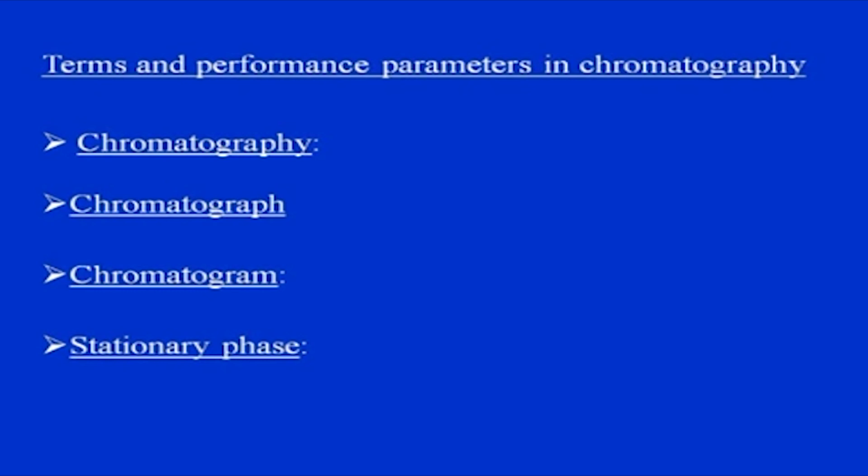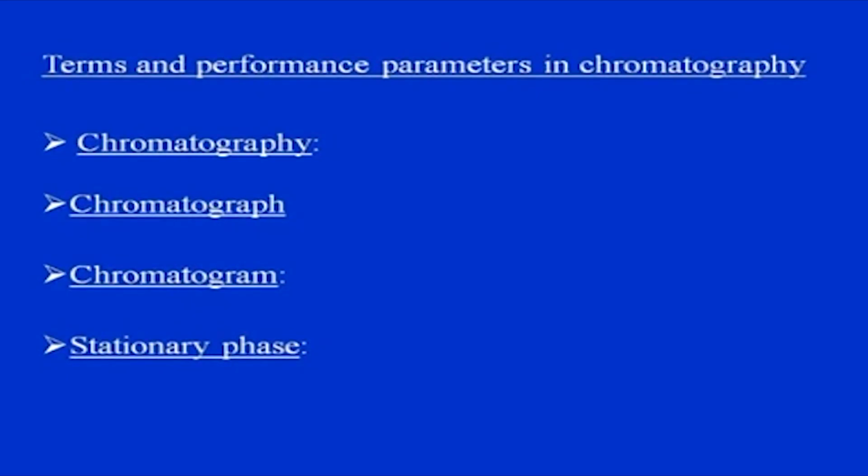One is chromatography, as we are listening to this term. What does chromatography mean here? Now, chromatography is a physical method of separation, where components to be separated are distributed between two phases, that is, the stationary and mobile phase. So, that is what chromatography means.